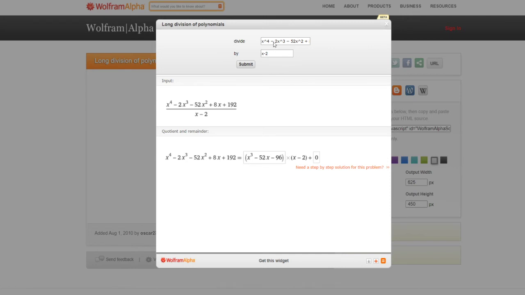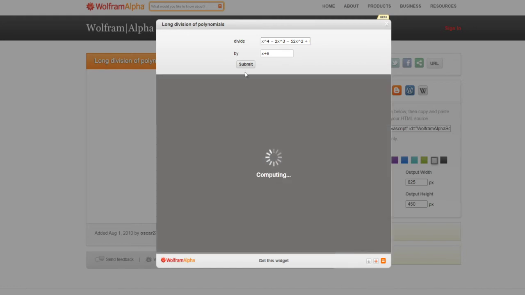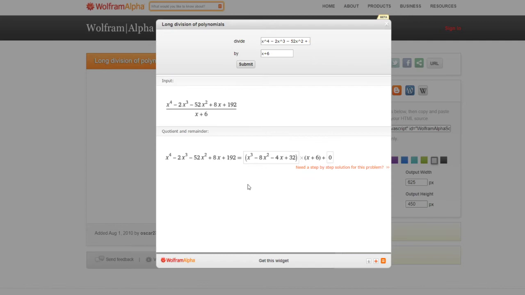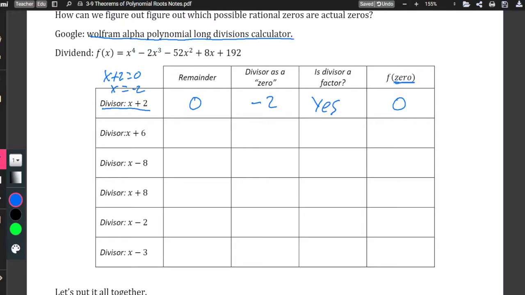I want you all to take a minute and try to fill out the rest of the chart. All you have to do is update the divide by box, and click resubmit, and it'll give you the new answer you're looking for. So if I look at my chart, the next one is plus 6. So just like that. I want to give you guys a couple minutes to work on that, and then I will come back.